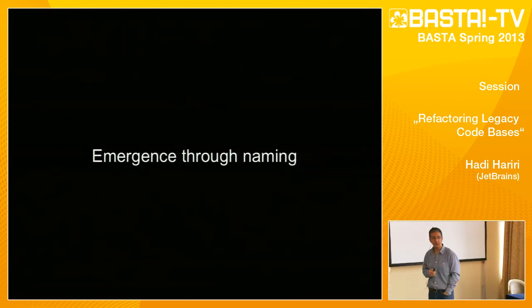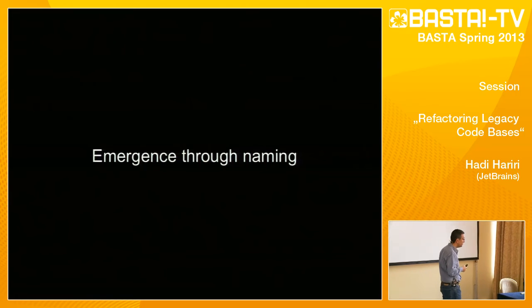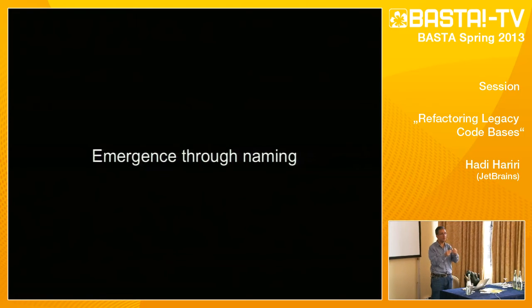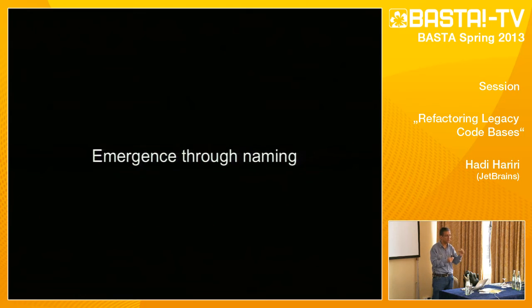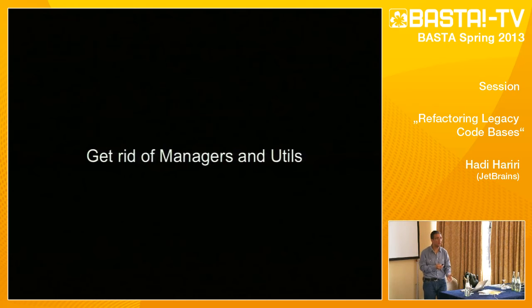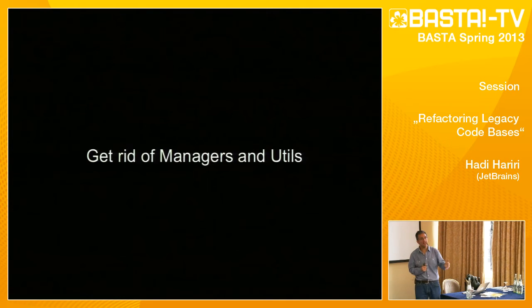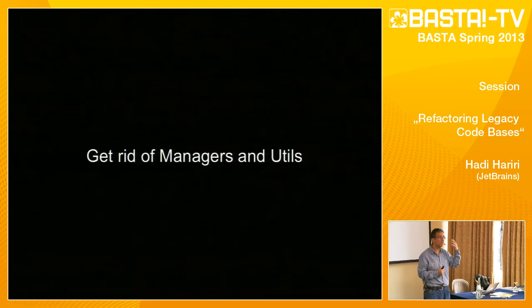Then there's emergence through naming. It's trying to find responsibilities and trying to isolate code, trying to refactor your classes to have a single responsibility by naming them accordingly. And when you use things like manager and util and helpers, what goes is a tendency of putting everything in there. It's a helper class, I'll put everything in there. It's a util class, I'll put everything in there.